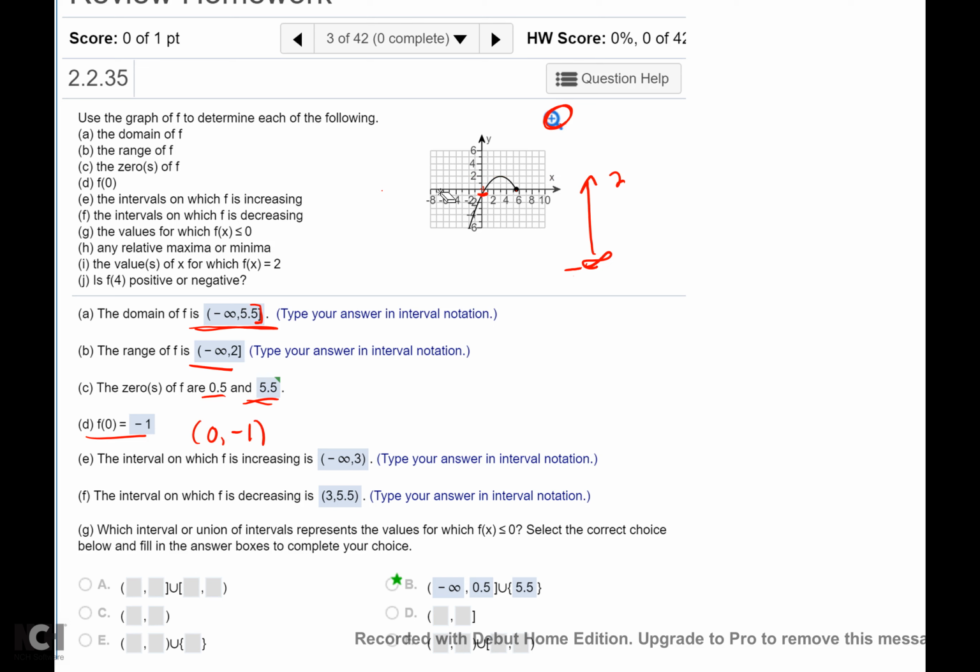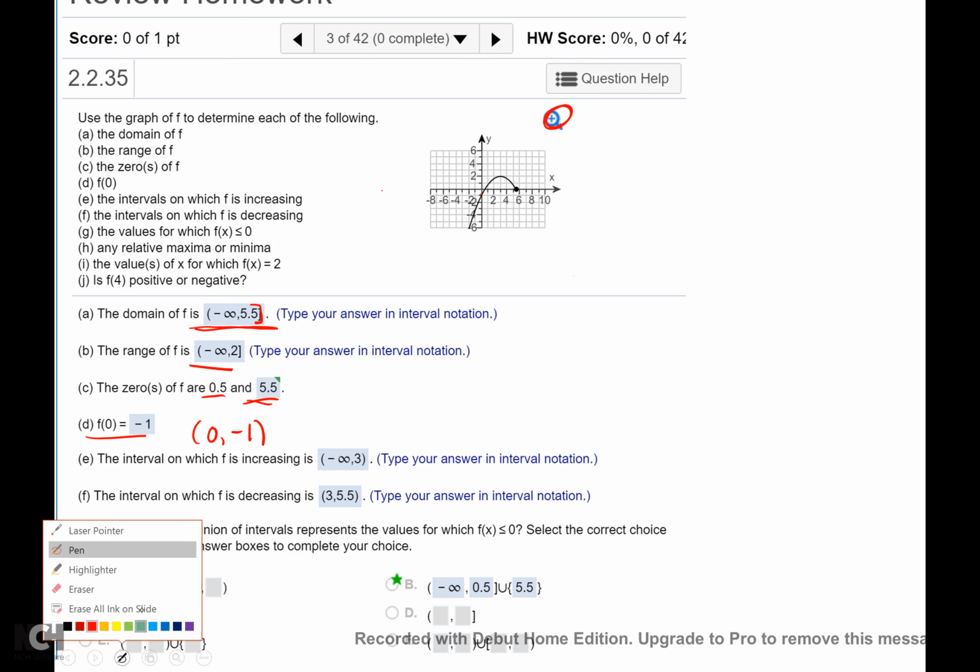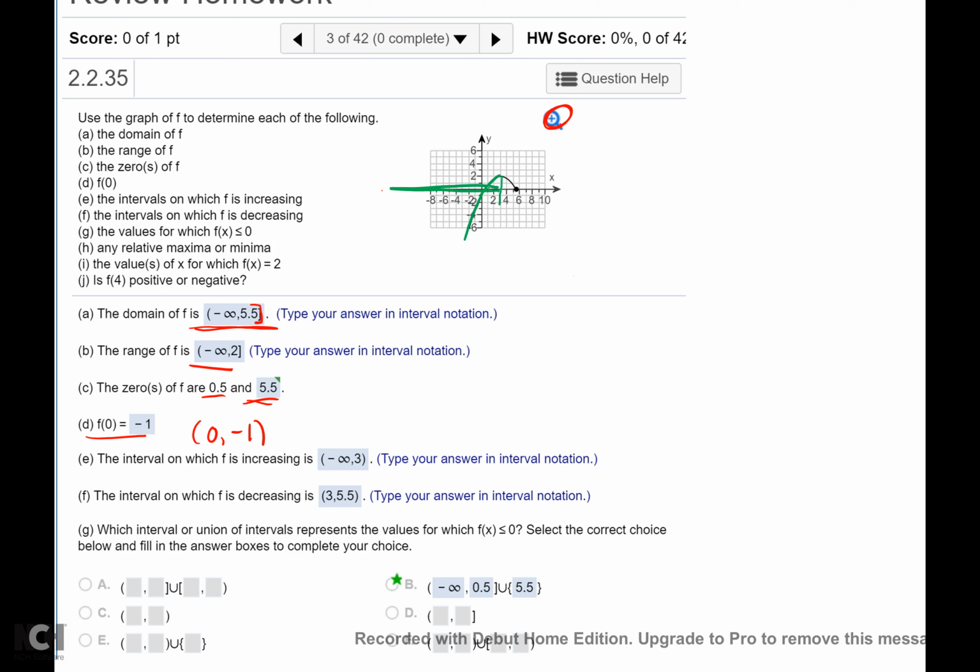The interval in which it's increasing, all right, let me get a different color here. It's increasing, increasing, increasing till right there, which looks like about 3. So the x-coordinates that go with that section would be negative infinity to 3.